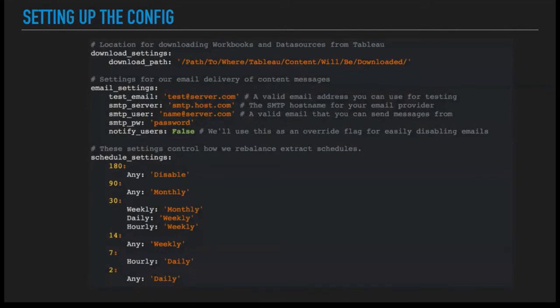We'll also need to configure where we're going to store content that we download from the server. Our app is going to allow us to download a piece of content and email it to a user, so we want to have a place to download that stuff. And so we'll also need to have email settings in here. And then the last piece are the schedule settings. I'll talk a little bit more about this later on, but this is really where we define the criteria for how we govern the actions that we take based around a workbook or a data source.